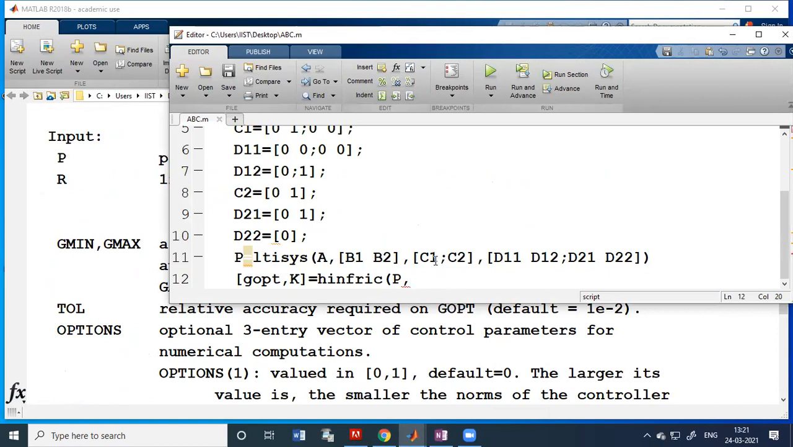P, comma, 1, 1. Number of measurements and number of input signals. Okay, so now you see what is happening. Let me run it and show you.